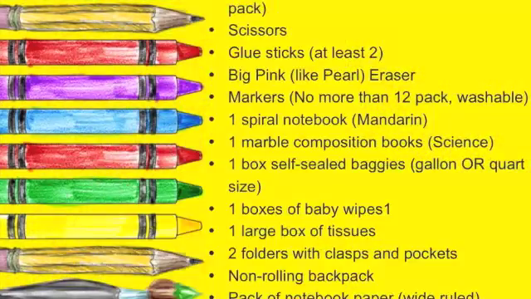We use them both. I'd like 1 box of baby wipes, 1 large box of tissues, 2 folders with clasps on them to have in class, and then you'll need another folder with clasps for the art teacher, a non-rolling backpack, a package of wide rule notebook paper, $5 for the magazine fee, hand sanitizer, and 1 package of sticky tack.